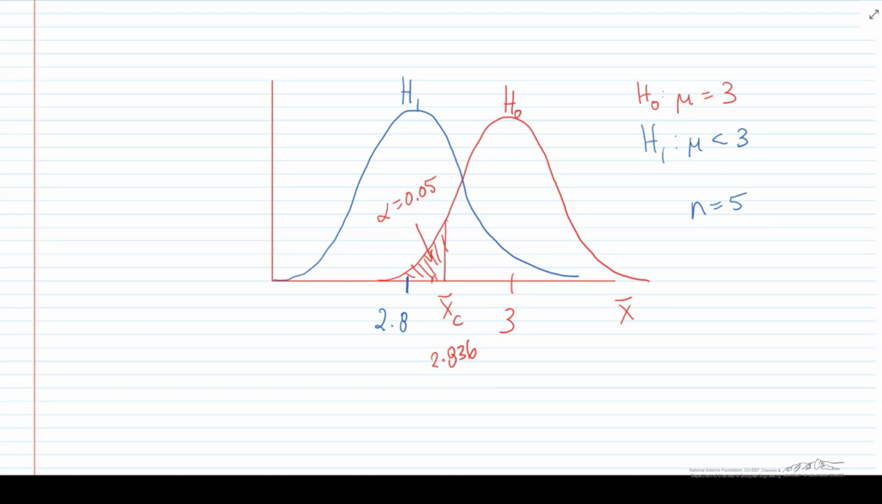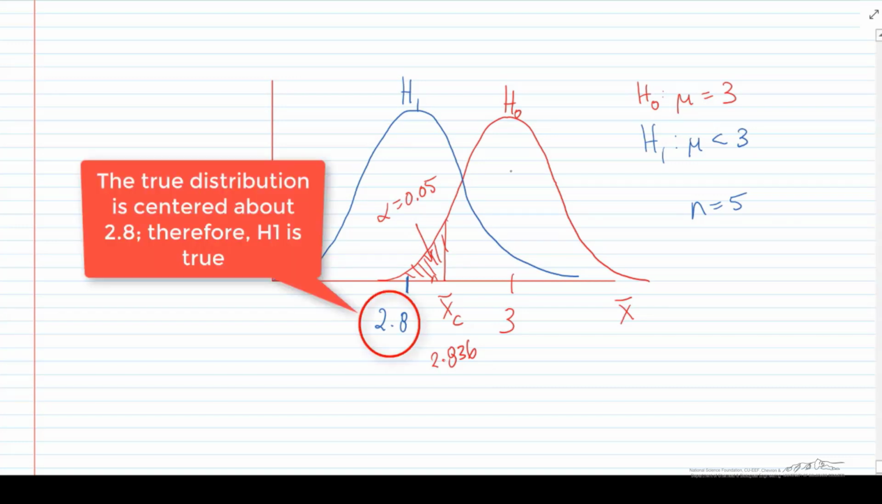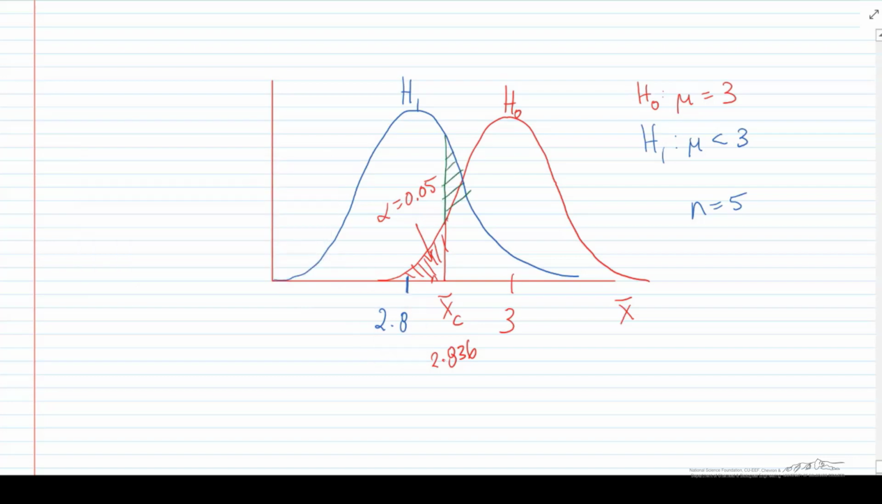Now, if the alternate hypothesis really is true, H1 is the true distribution, and if we get a sample average greater than x bar c, we have made an error. H1, the alternate hypothesis, really is true, but we're on the right side of x bar c. We have rejected the alternate hypothesis, and we have failed to reject the null hypothesis. And this region here is known as beta.